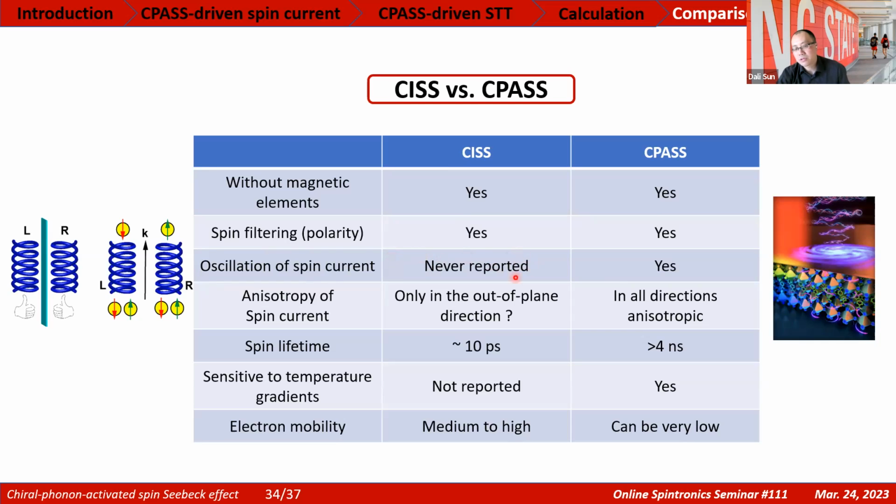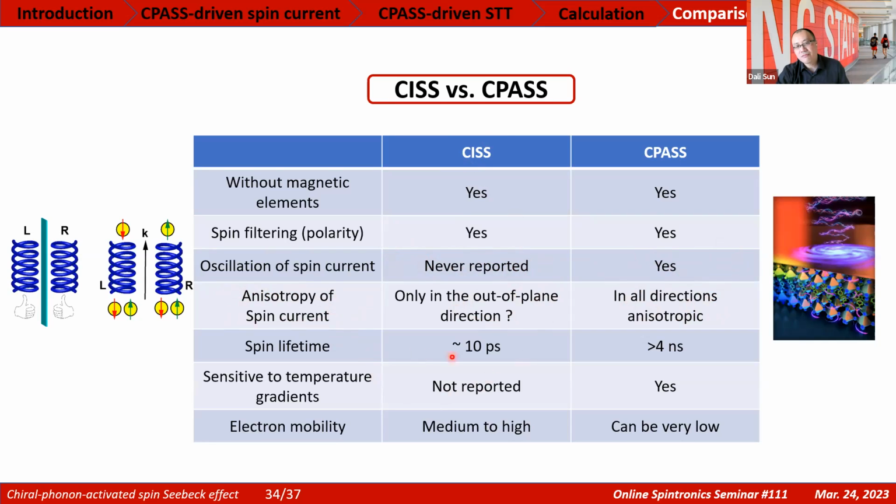all the CISS effect demonstrations use steady state methods; they are not time dependent. No one knows whether the CISS effect has oscillation, but with the chiral-phonon effect, we definitely see oscillating spin current. And the traditional CISS filtering effect has anisotropy of spin current only in the out-of-plane direction. But here, our effect has a spin vector rotating with the same frequency as the chiral-phonons, with the angular momentum as a spin vector with 3 directions.